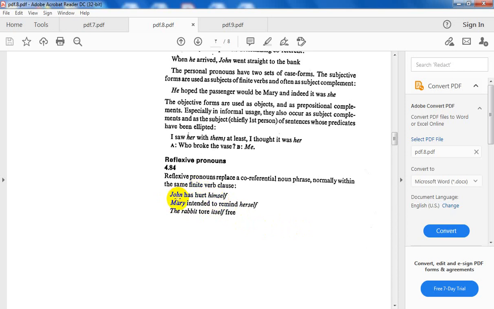Himself referring back to John. That is co-referential. Mary intended to remind herself. Herself referring back to Mary. The rabbit tore itself free. Itself referring back to what? To the rabbit.